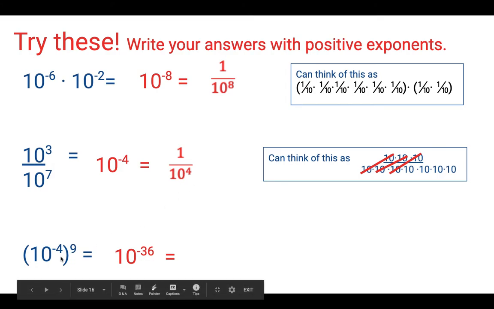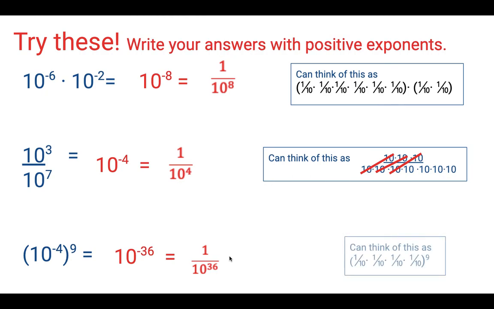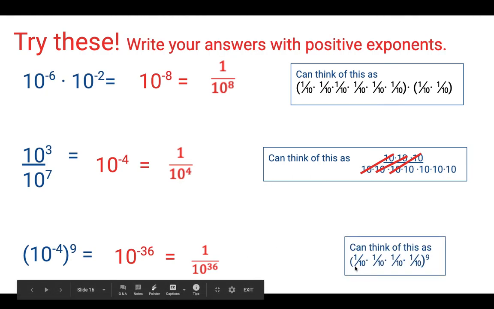On this one, we have a power to a power. So we take negative 4 times 9 is negative 36. We need to get the inverse because I want it to be positive. So it's going to be 1 over 10 to the 36th. So you could think of this as 1/10 times itself 4 times, because that's telling us. We use 1/10 because it's a negative exponent, and then do that to the 9th power.